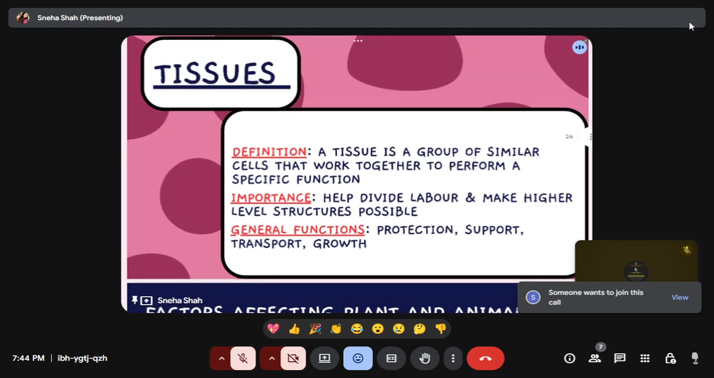Now, before going ahead, I just want to discuss this with you people. This is very basic. This is fourth and fifth class science. Who can tell me the difference between plants and animals? Basic difference.